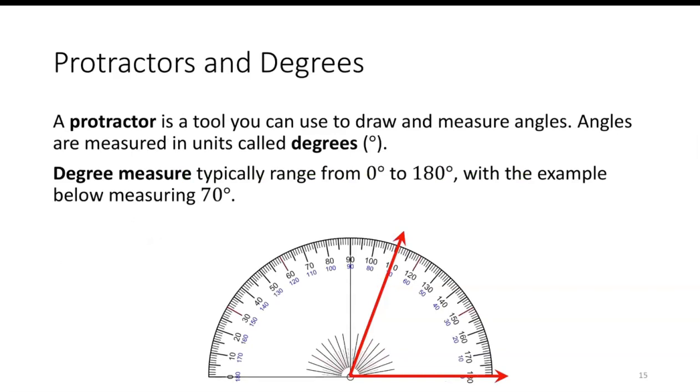So when you have an angle, you can measure that angle by a device called a protractor. Essentially, you put the protractor by the angle and look to see what the angle measure is. So a protractor is a tool that you can use to draw and measure angles. Angles are measured in units called degrees. Degree measures typically range from 0 degrees to 180. And in this example, this one would be 70 degrees, where you can see there's 60, 70, 80. You can see the line basically goes through where the 70 is.